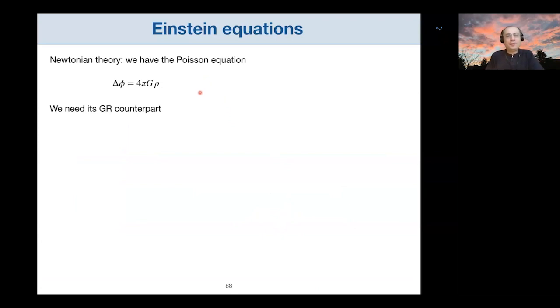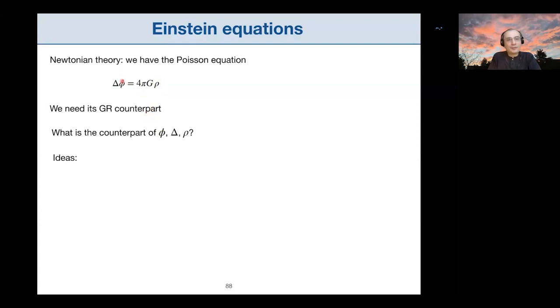Okay, so in order to derive or provide justification for the field equations in relativity, we will go back to the Newtonian theory, where the field equation is just the Poisson equation on the one single scalar potential. On the right-hand side, we've got the matter density. Now, what is the GR counterpart of that?